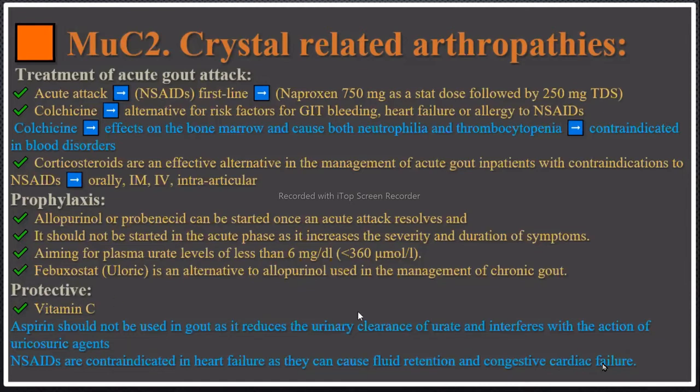Also protective, so you will prevent gout from recurring again. You will give the patient vitamin C. Aspirin should not be used in gout. Why? It reduces urinary clearance of urate and interferes with the action of uricosuric agents. Non-steroidal anti-inflammatory drugs are contraindicated again in heart failure. Remember that. Why? They can cause fluid retention and congestive cardiac failure.